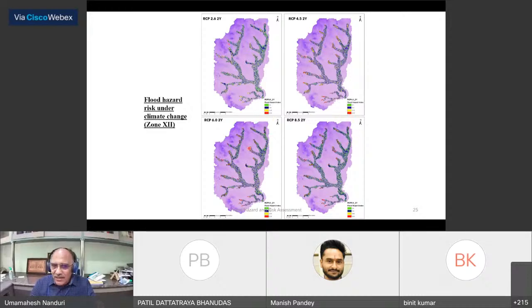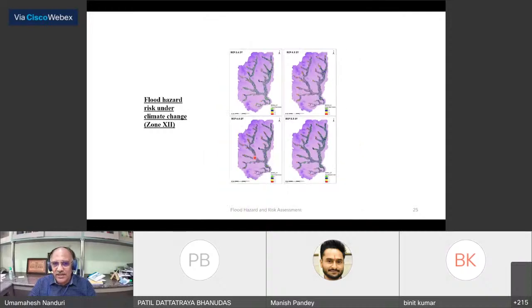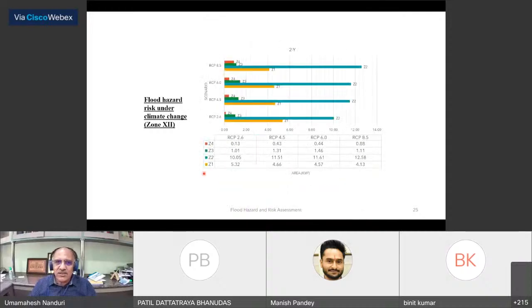The dark red is areas which are in zone 4, which are the most vulnerable, or more flood prone areas. So in fact, if you look in terms of areas, this is how it has been. You find that under different climate scenarios, RCP 8.5 is the worst possible scenario for future climate change in terms of emissions, greenhouse gases. The area under zone 4, though it's not that significant, is 0.13 square kilometers under 2.6 and 0.88 under 8.5.